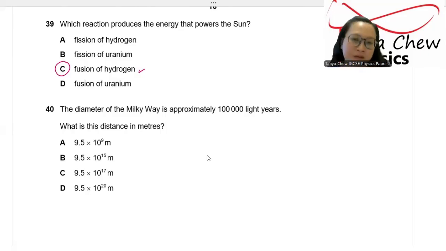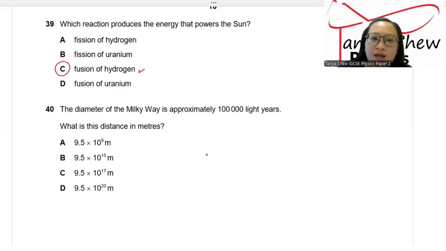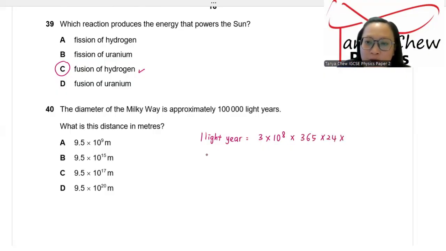What is the distance in meters? I need to find 1 light year first. 1 light year is the distance traveled by the light in 1 year. So speed of light is 3 times 10 to the power 8. Distance is speed times time. And the time in 1 year, 365 days, 1 day, 24 hours, 1 hour, 60 minutes, 1 minute, 60 seconds. So I get 9.461 times 10 to the power of 15 meter.